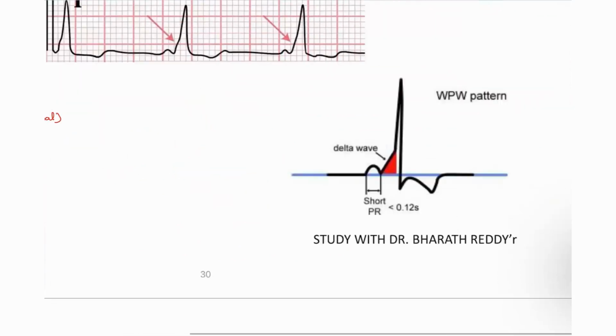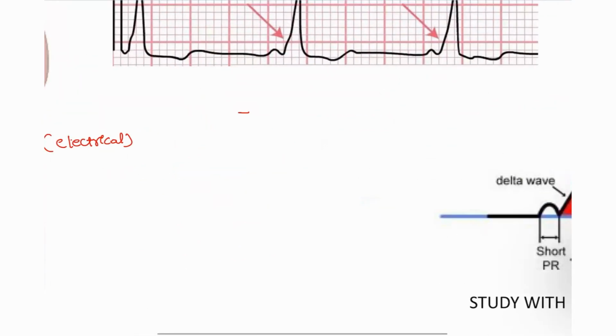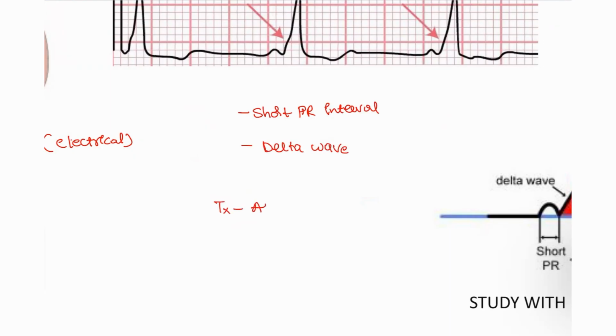Here you can see there is an early or short PR interval. So there will be a short PR interval, and along with that you are going to see the delta wave. What is the treatment? Ablation. And as the drug of choice, you can give procainamide. Procainamide can be given for the treatment of this patient.